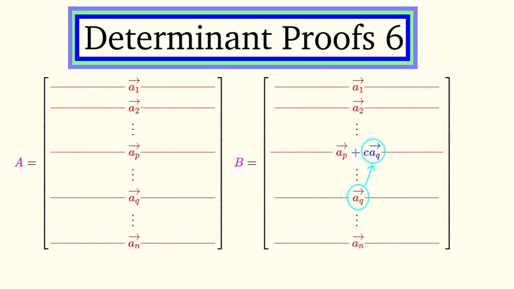So this is a picture of what these matrices look like. Matrix A represents the matrix before the row addition. Matrix B represents C times row Q added to row P. I've circled the place where it's been added in blue.